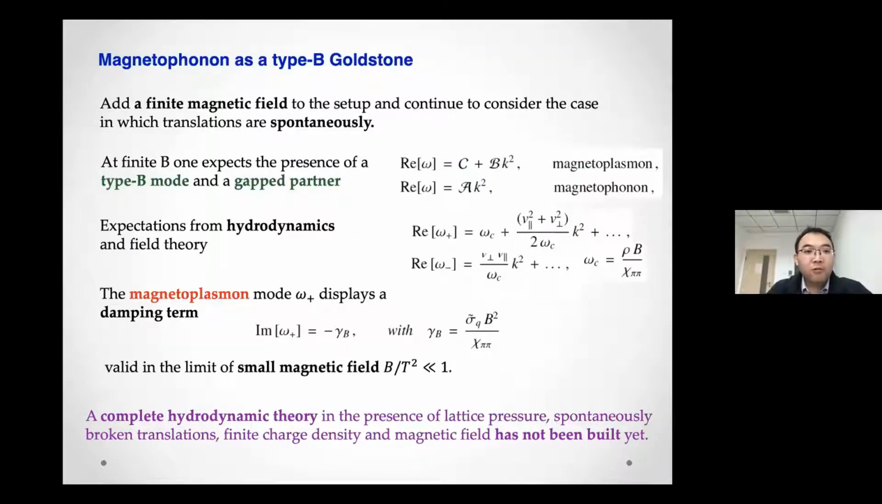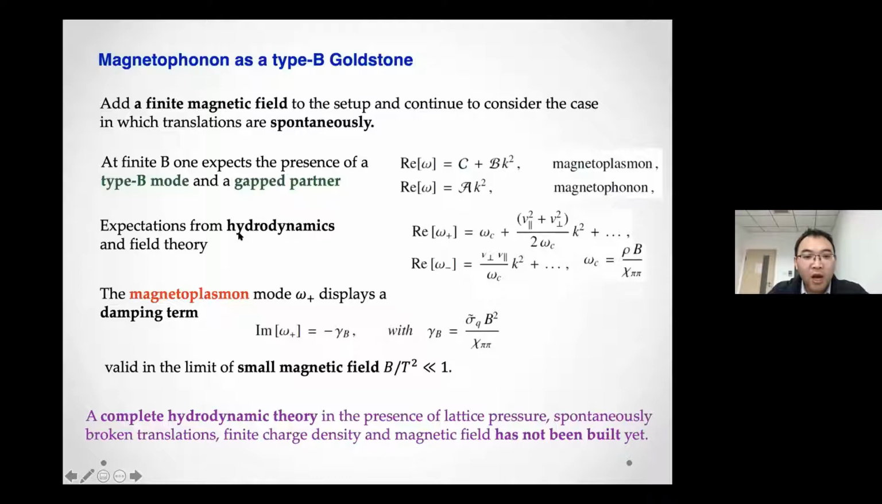Now we add a finite magnetic field to this setup and continue to consider the case in which the translations are spontaneously broken. So we extended this work to consider a magnetic field. At a finite magnetic field, as we introduced before, we expect the presence of a type B mode and a gapped partner. We have this magnetoplasma and magnetophonon.